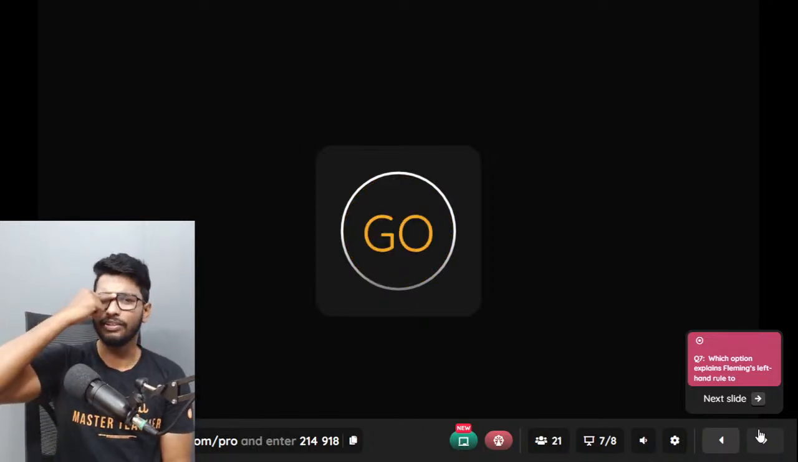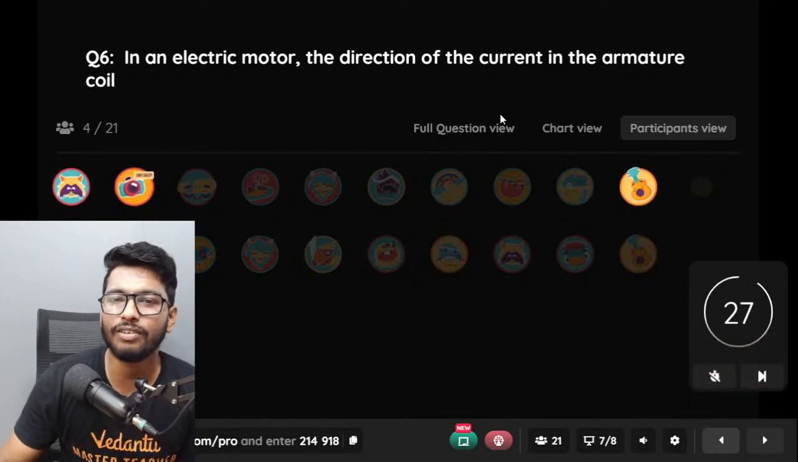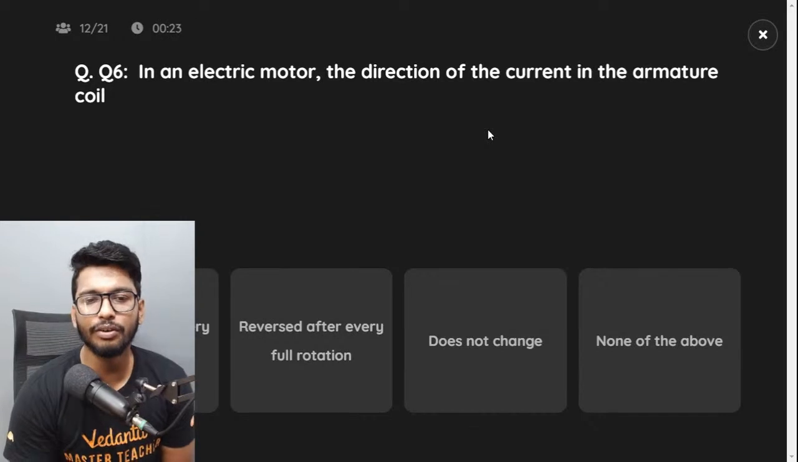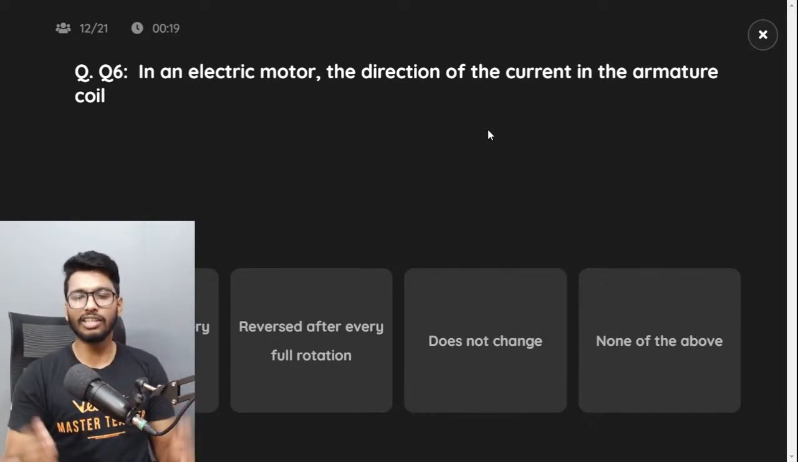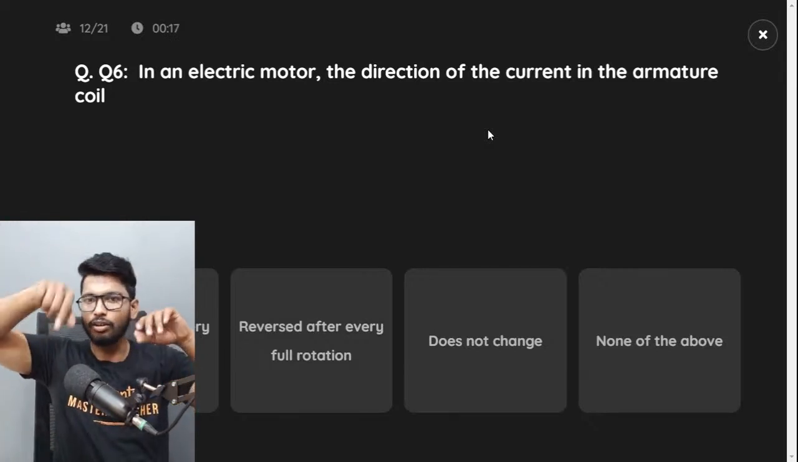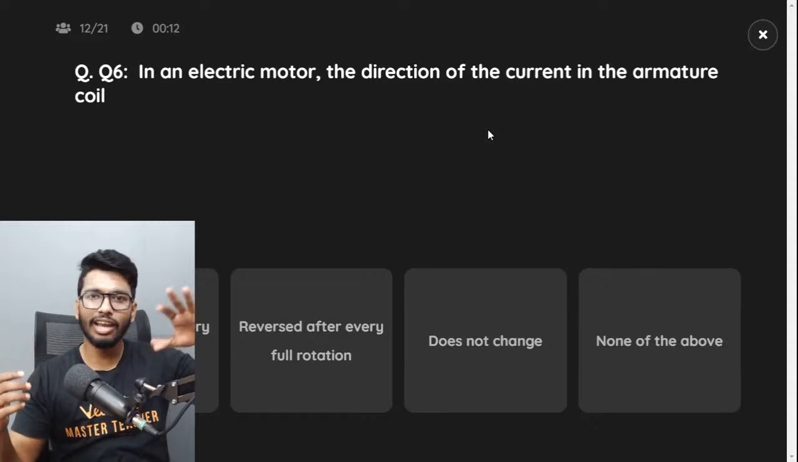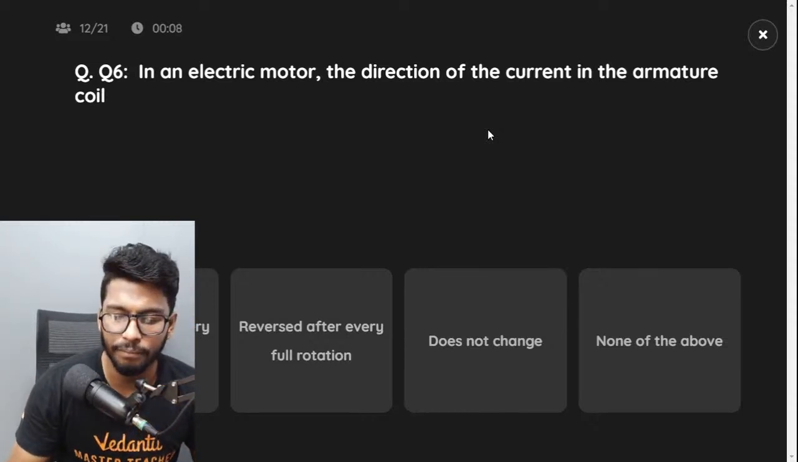Moving on to the seventh question. Two more questions left. In an electric motor, the direction of current in an armature coil reverses after every half a rotation, reverses after every full rotation, does not change, or none of the above. When you think about the direction of current, if you look at the armature coil, how does it change? Does it change every half rotation, every full rotation, not at all, or none of the above? Let's go.